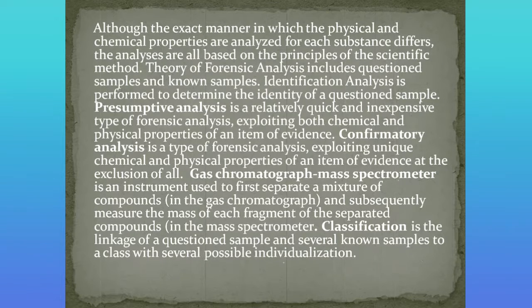Gas chromatograph mass spectrometer is an instrument used to first separate a mixture of compounds and subsequently measure the mass of each fragment of the separated compounds in the mass spectrometer. Classification is the linkage of a question sample and several known samples to a class with several possible individualizations.